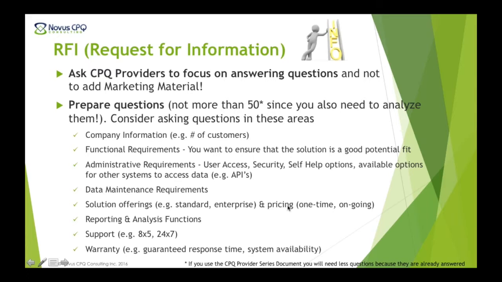You want to see what the pricing is, what different offerings do they have, right? As a lot of companies have standard and enterprise pricing. There may be more options over here. Find it out, determine what you need also for support, the reporting and analytics functions that you require, and then also make sure that you understand what's the warranty, right? So when you have any issues with the system, what's the system availability, and so on. So these are all ideas for a request for information process.